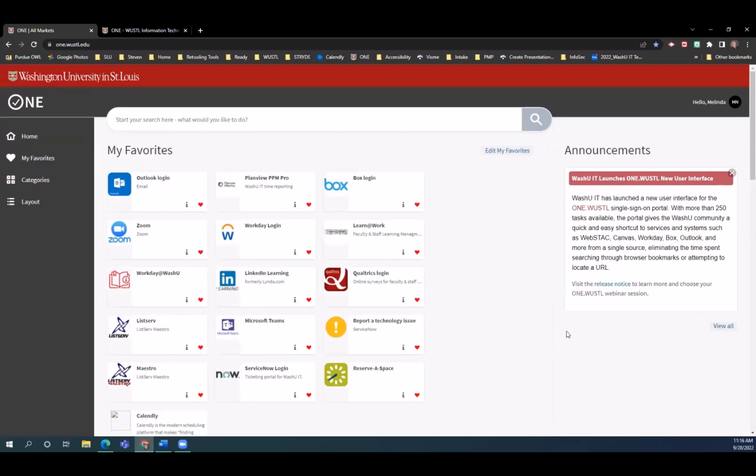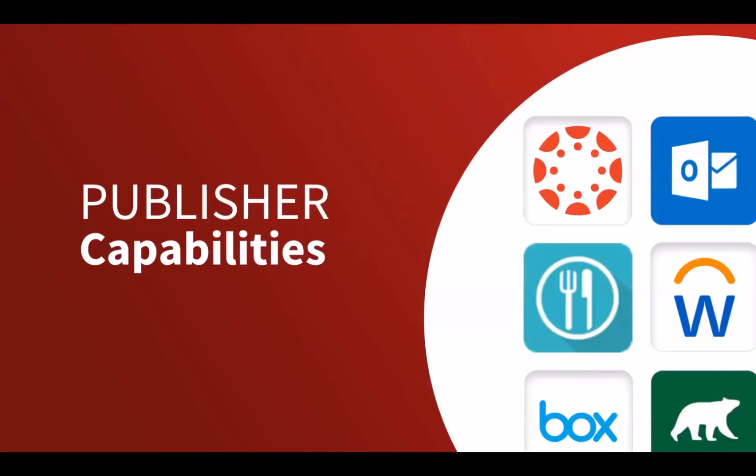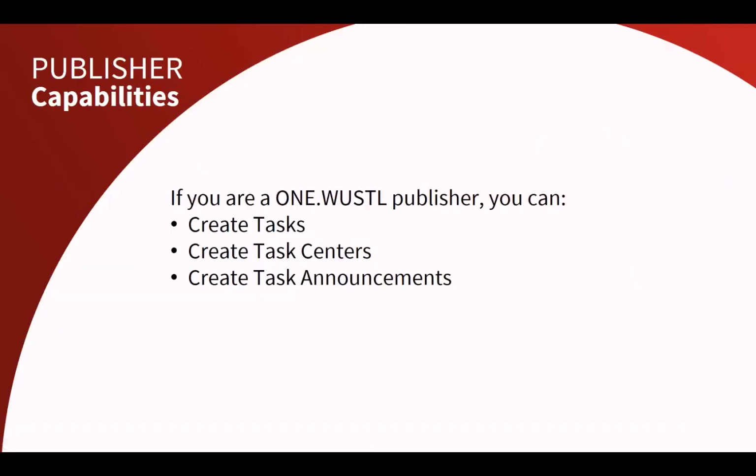Okay, so let's go ahead and talk a little bit about other things that you can do with ONE.WUSTL. Most of what I've shown you so far are capabilities that are available to everyone. Publishers have more capabilities, more permissions within One to create. If you are a ONE.WUSTL publisher, you can not only create and edit tasks, you can create task centers and curate a set of tasks for a community within WashU. You can also create task announcements to relay information to users of your tasks or task centers.